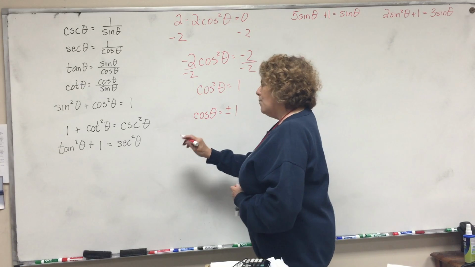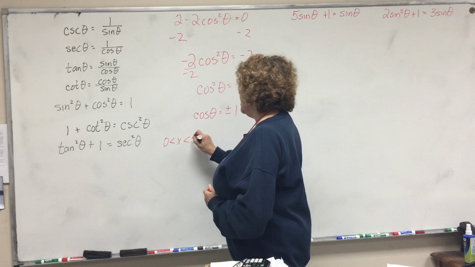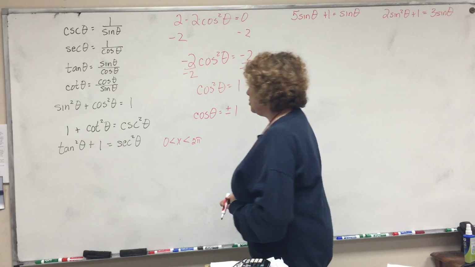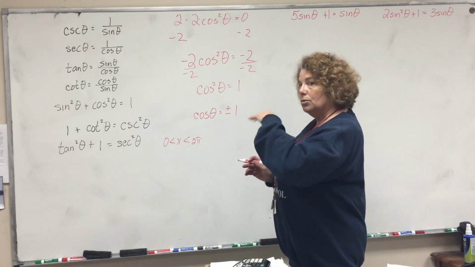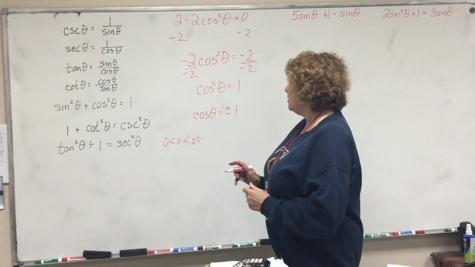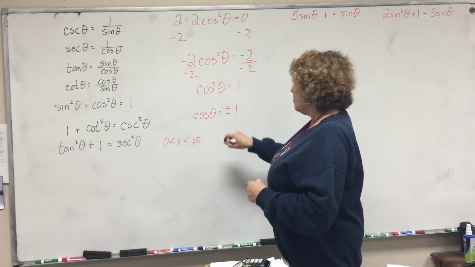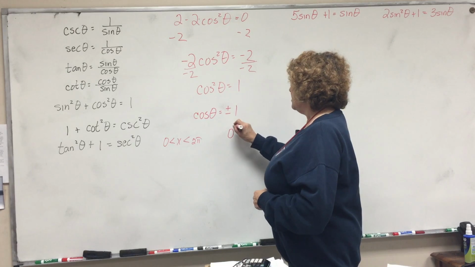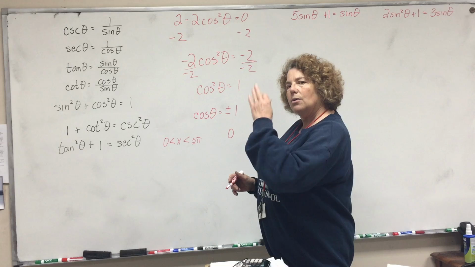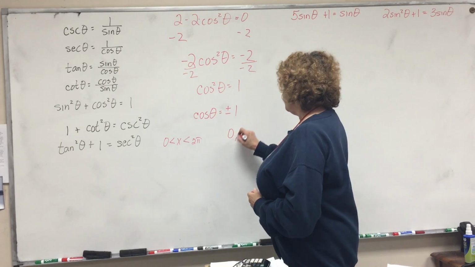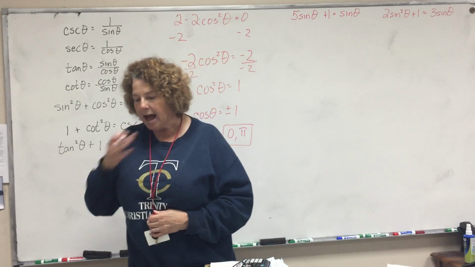Now, when they say your answer has to be between 0 and 2 pi, that means you have to use radians. So use your unit circle, pull that out. What has a cosine of positive 1? 0. Okay, 0 degrees or 0 radians. What has a cosine of negative 1? When you look at your unit circle, that's pi. So your two answers are 0 and pi.